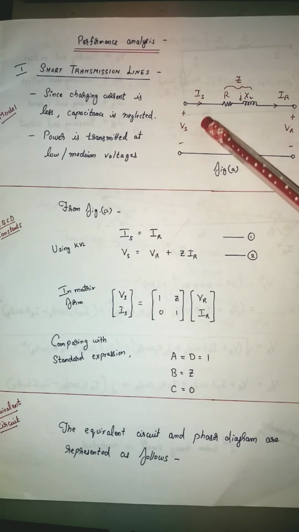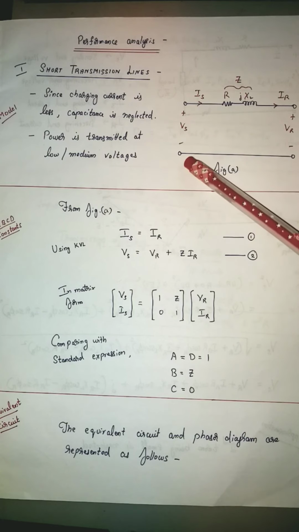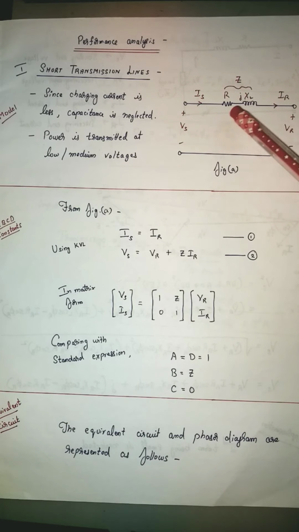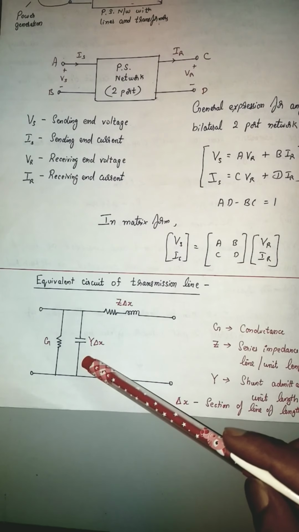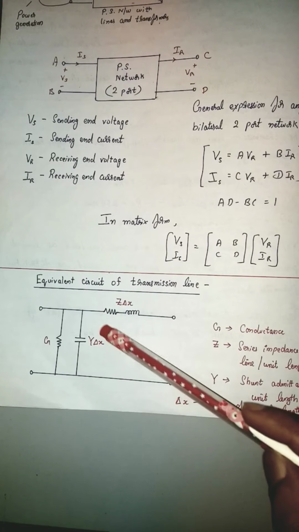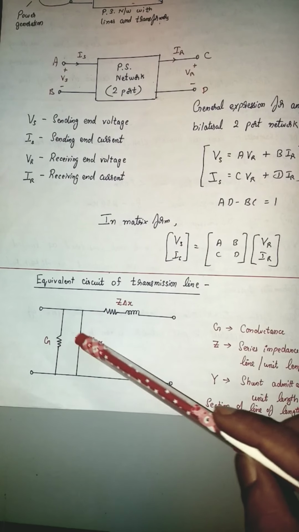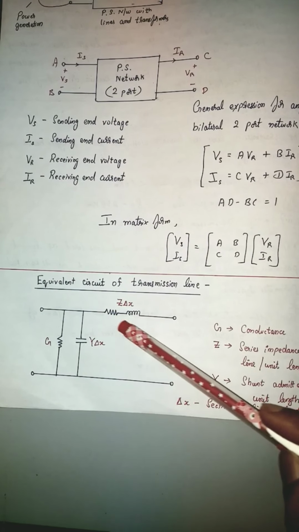So the capacitance is neglected. Of course, G also is neglected. So you are left only with R and X, which is the inductance, R and L basically. So this is the equivalent circuit. If you remember, this is our circuit. For a short transmission line, this capacitance is neglected, so G also will not be present. You will be left only with R and L.